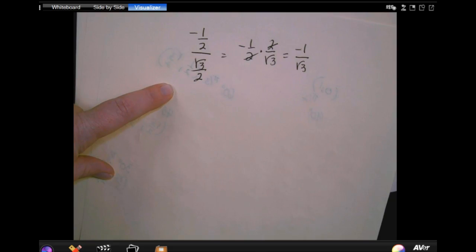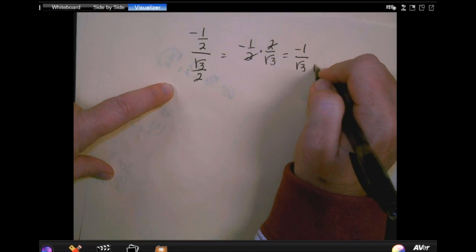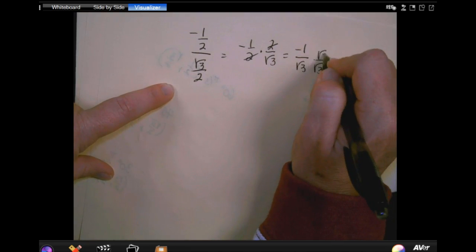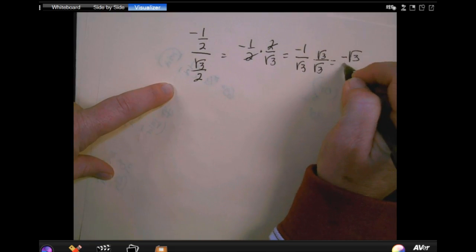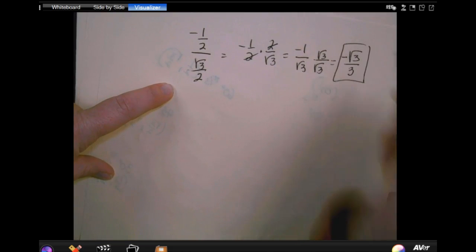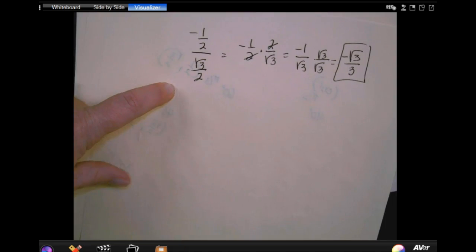Why can I not do this? Can't have the square root on bottom. So I'm going to multiply by the square root of 3 over 3, which is going to give me negative square root of 3 over 3. Answer.